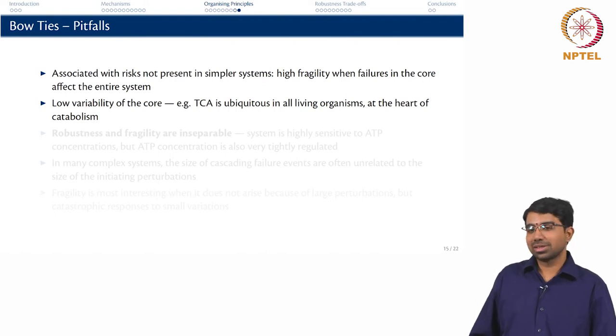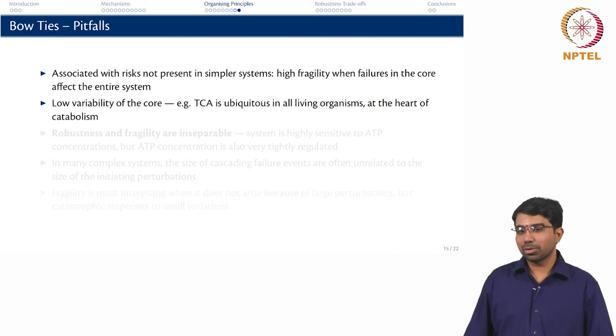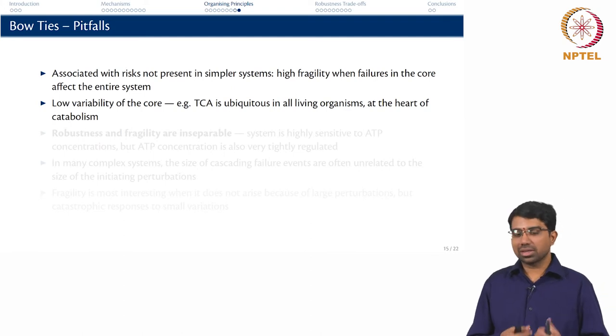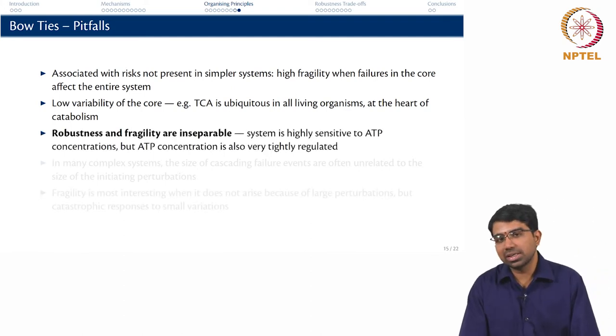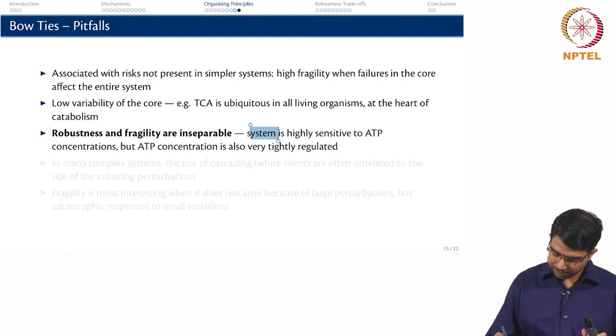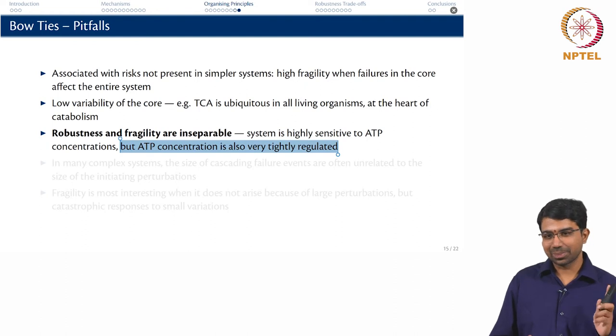What is an obvious disadvantage of this? So, when you actually design drugs, this becomes a big pain. So, when you target protein translation, I kill all bacteria. I want to kill only a particular disease causing bacterium, but I basically nuke the entire set of bacteria that are there in my gut, beneficial bacteria, whatever, right, because the core is highly, highly conserved. So, robustness and fragility are actually inseparable. The system is highly sensitive to ATP concentrations, but it is also very tightly regulated. So, this is fragility and this is robustness, and it is the same thing, right.